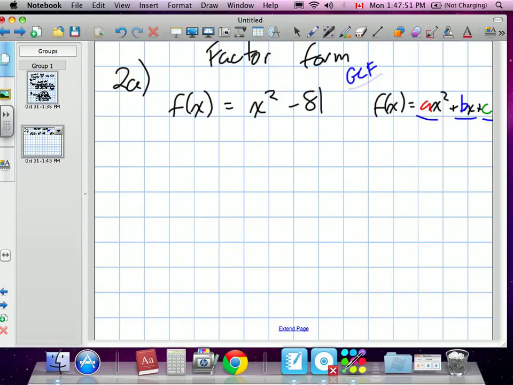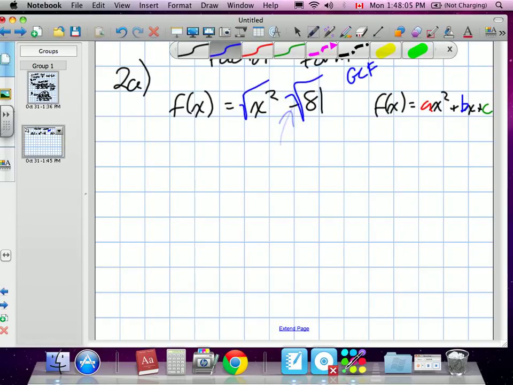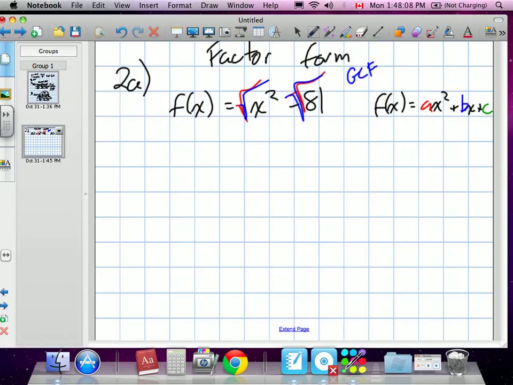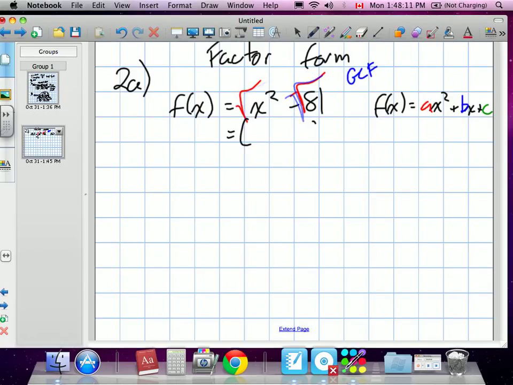Does anyone know what this is called? Difference of squares. A difference meaning that you subtract, and of squares means I can find the square root of both of the terms. So in order to solve this, I'm going to find the square root of both terms. It's going to go into 2 separate brackets. The first terms are going to be the square roots of x squared, which are x and x. The second terms are going to be the square roots of 81, which are 9 and 9. And in order to finish this off, I have to put one of the brackets plus and the other one minus. So I'm going to rewrite the final answer.